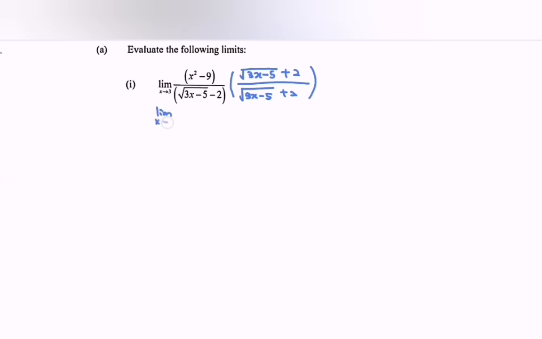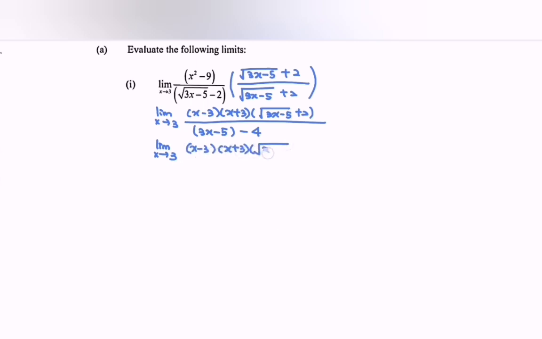So limit as x approaches 3, we have x squared minus 9. Kindly factorize it into x minus 3, x plus 3, multiplied by square root of 3x minus 5 plus 2, over 3x minus 5 minus 2 squared, which is 4. So limit as x approaches 3, x minus 3, x plus 3, multiplied by square root of 3x minus 5 plus 2, over 3x minus 9. Factorize.